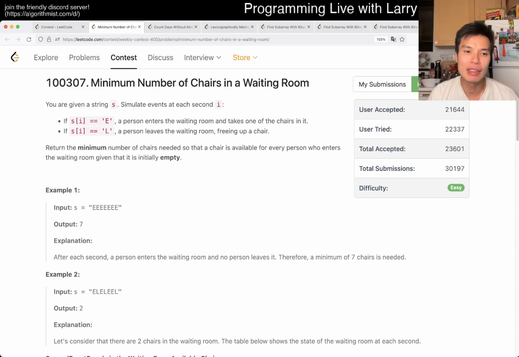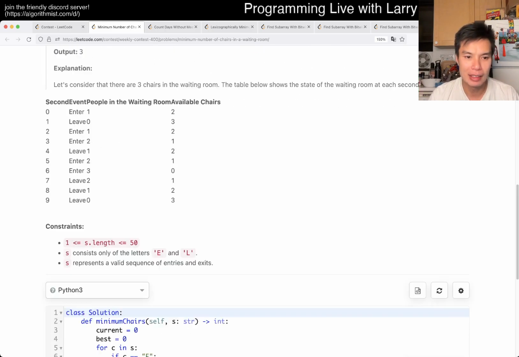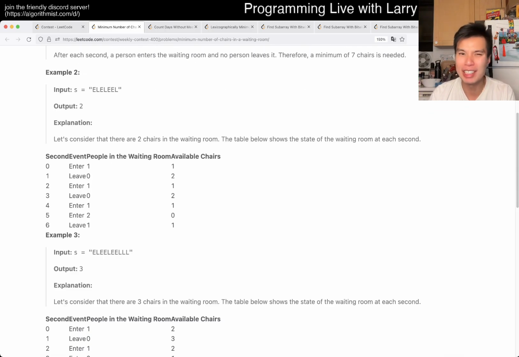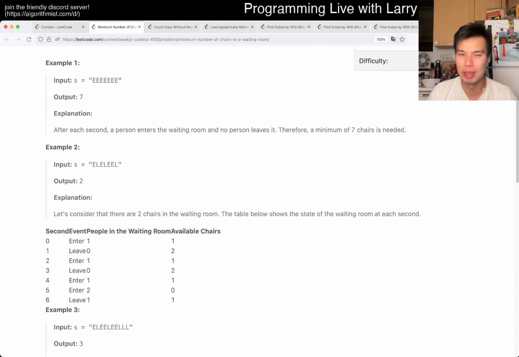This one is kind of like, the number one thing is that you could simulate it, because N is only up to 50, you can even create chairs as you need and manually remove them, and that'll be N squared, and that'll still be okay, even though that's probably not great.